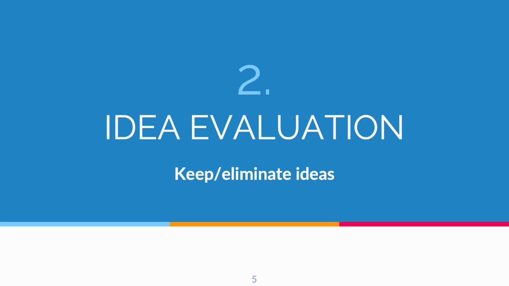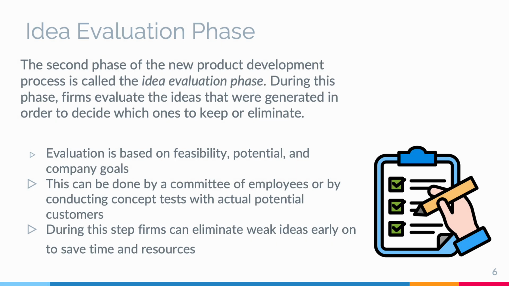Idea evaluation. Keep or eliminate ideas. The second phase of the new product development process is called the idea evaluation phase. During this phase, firms evaluate the ideas that were generated in order to decide which ones to keep or eliminate. Evaluation is based on feasibility, potential, and company goals. If an idea aligns with the company goals, it is more likely to be kept, but if it doesn't, it's more likely to be eliminated.